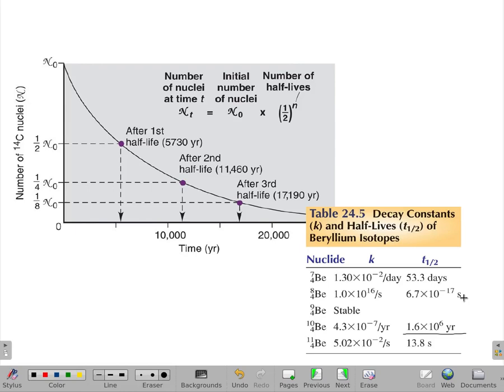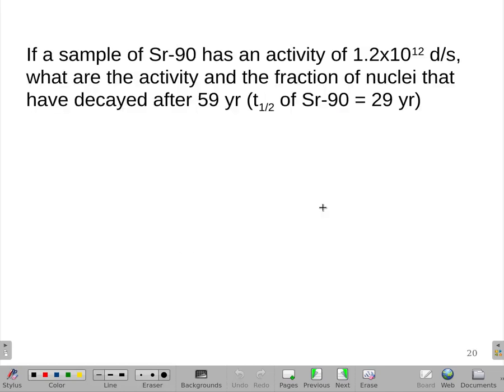So half-lives are all over the place, yet the curve would still look the same. All right, so we could apply that in something like this. If we had a sample of strontium-90 with an activity of 1.2 times 10 to the 12th decays per second, so relatively high activity, what's the activity going to be after 59 years if it has a half-life of 29 years?